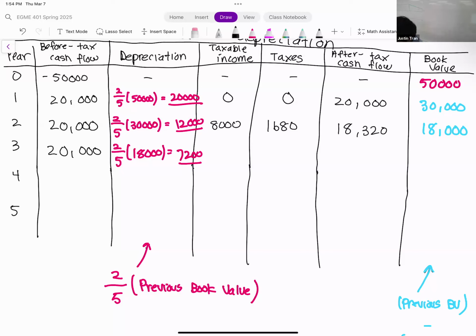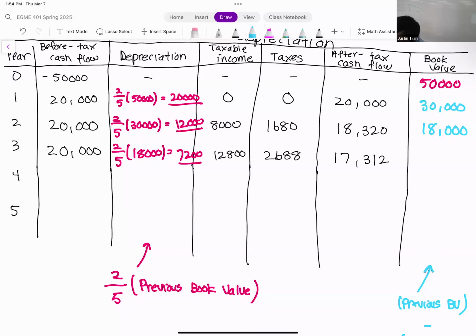We subtract that from our before-tax cash flow, and we have a taxable income of 12,800. The amount of taxes we're going to pay that year is 2,688. And then the after-tax cash flow is 17,312.